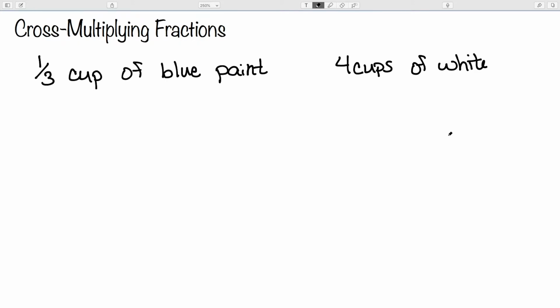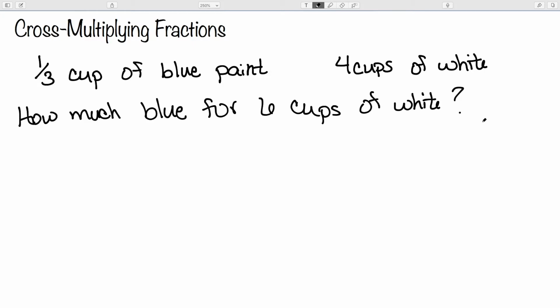Let's suppose I make a paint mixture by mixing 1/3 of a cup of blue paint and 4 cups of white paint. I want to know how much blue we need for 6 cups of white. So I have 6 cups of white paint, and I need to know how much blue to mix in with it to make this color paint.